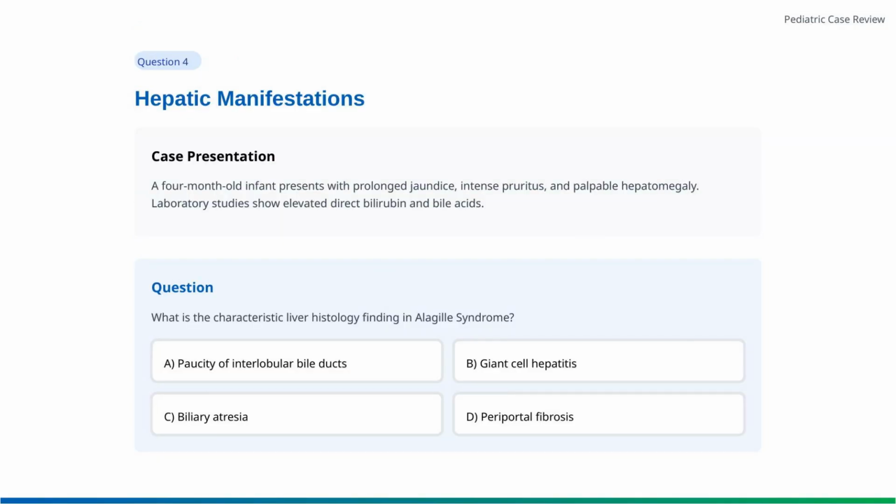of the syndrome. A 4-month-old infant presents with prolonged jaundice, intense pruritus, and palpable hepatomegaly. Laboratory studies show elevated direct bilirubin and bile acids. What is the characteristic liver histology finding in Alagille syndrome? Option A, paucity of interlobular bile ducts. Option B, giant cell hepatitis. Option C, biliary atresia. Option D, periportal fibrosis. Consider the pathognomonic histological feature that distinguishes Alagille syndrome from other causes of neonatal cholestasis.